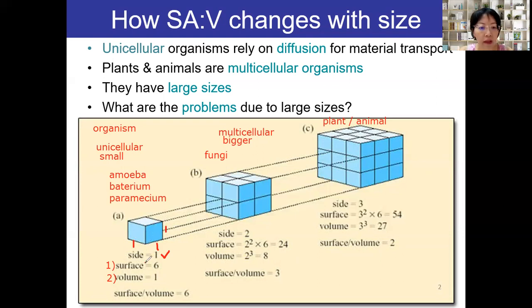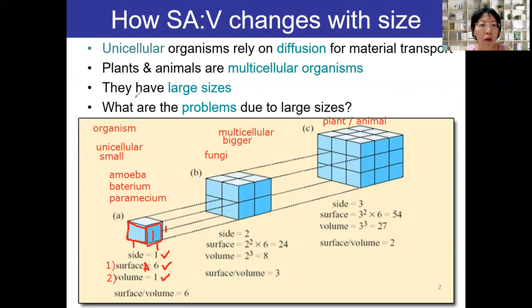Surface means surface area. Each surface of a square is 1 times 1. So altogether you have 6 squares to form the surface, so it's 1 times 6, which is 6. Then the volume is 1 times 1 times 1, so it's 1 micrometer cubed.